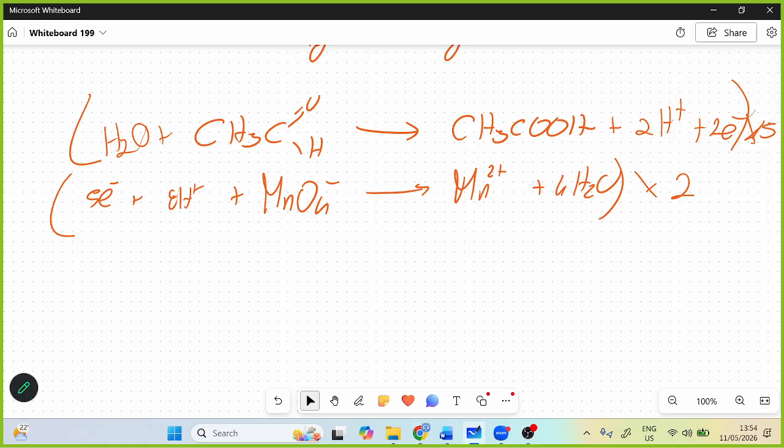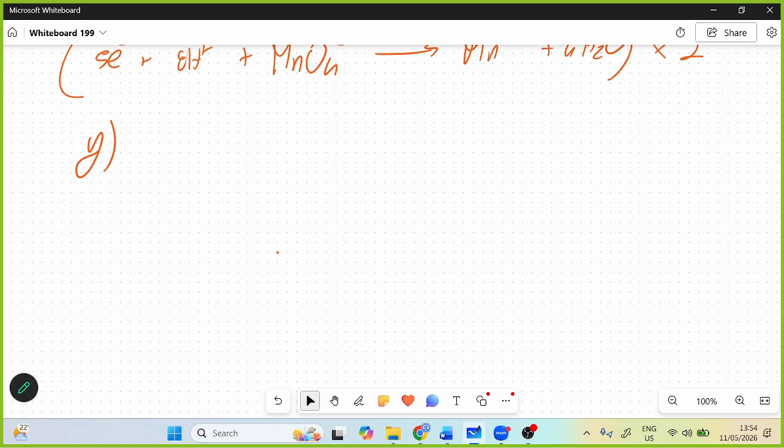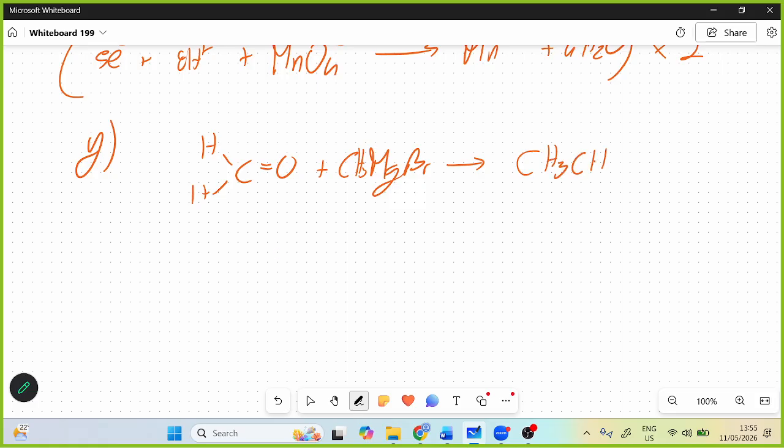Y is the Grignard reagent. So methanal plus CH3MgBr to give CH3CH2OH. I'm giving the product after hydrolysis, okay, not the intermediate. The intermediate, I think I've shown it in one of the mechanisms for the Grignards, or I discussed it when I discussed the videos this morning.